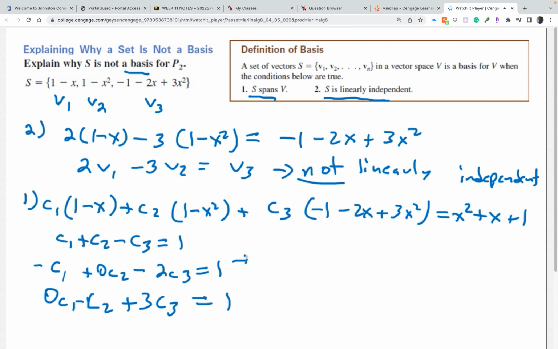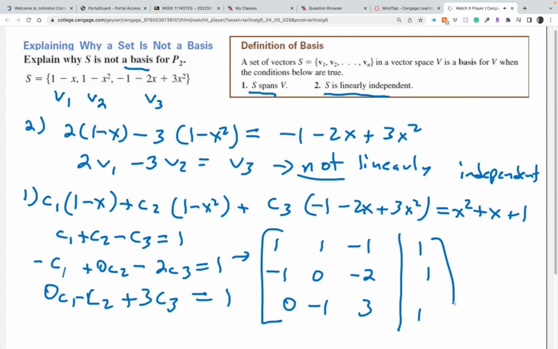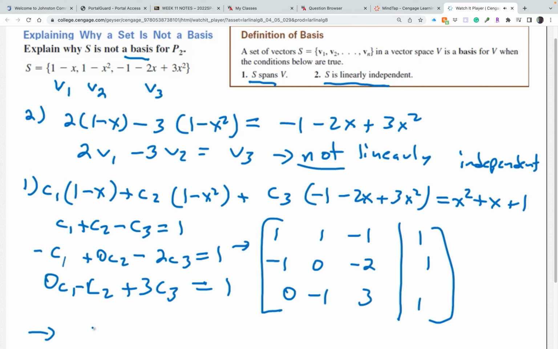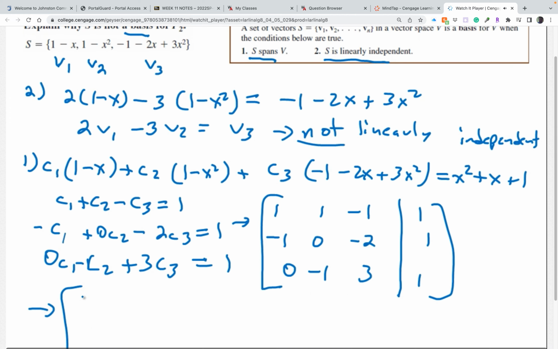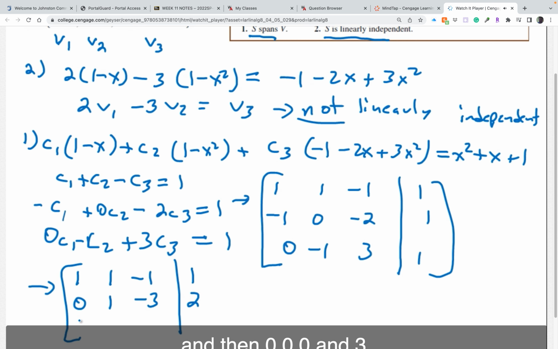So from this system, we can get an augmented matrix. We'll get the augmented matrix with the first row 1, 1, negative 1, and 1. The second row, negative 1, 0, negative 2, and 1. And the third row, 0, negative 1, 3, and 1. And using elimination, we eventually get to the matrix with the first row 1, 1, negative 1, and 1, then 0, 1, negative 3, and 2, and then 0, 0, 0, and 3.